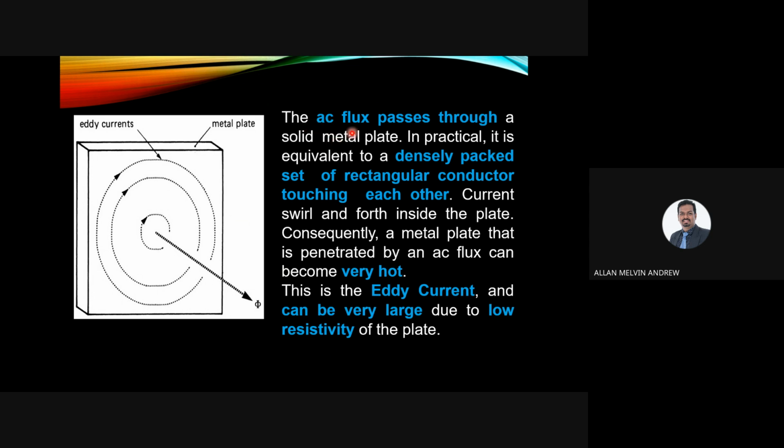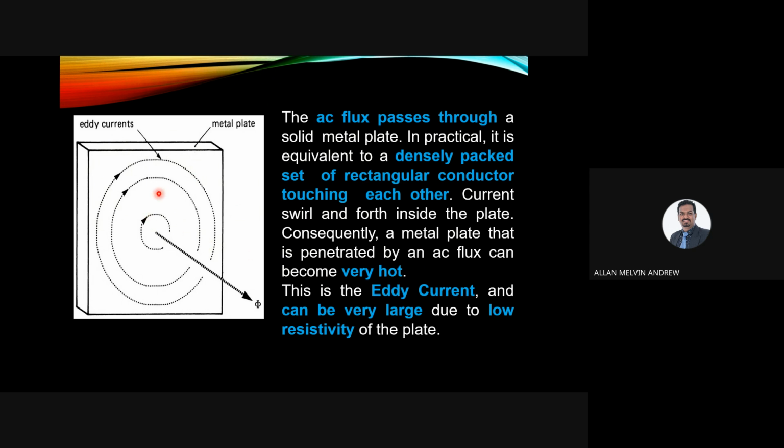So the AC flux passes through a solid metal plate. Let's say AC current passes through inside. In practice, it is equivalent to a densely packed set of rectangular conductors touching each other. So if we open this, we can see so many rectangular conductors touching each other. Currents go and path inside the plate, and consequently, a metal plate that is penetrated by an AC flux can become very hot.